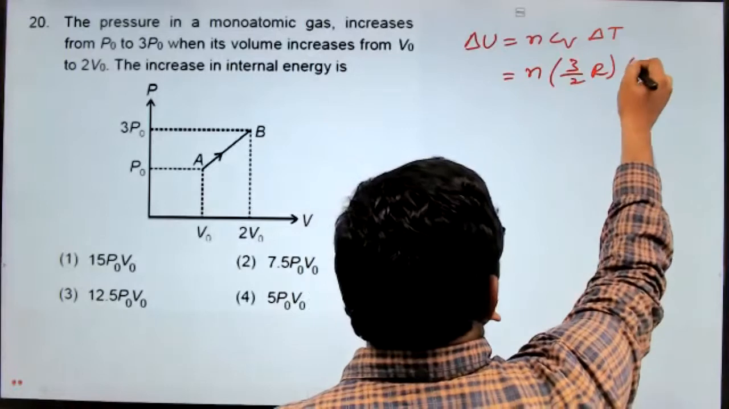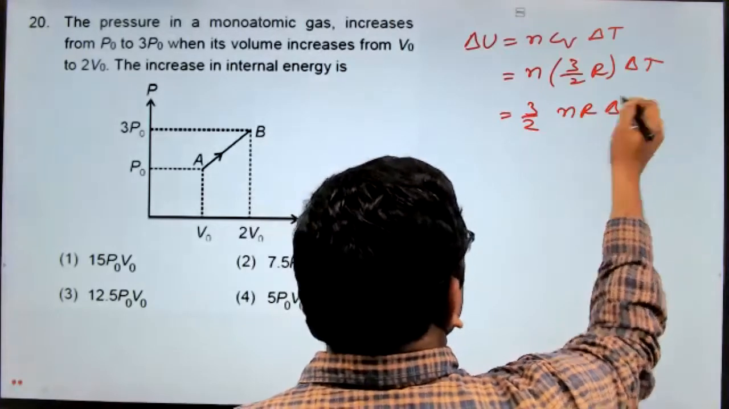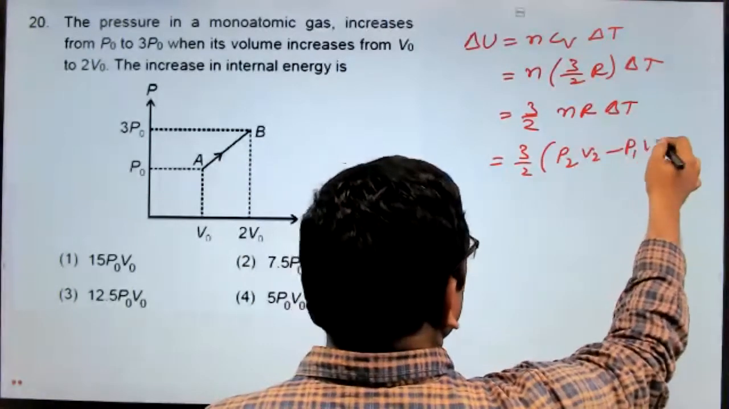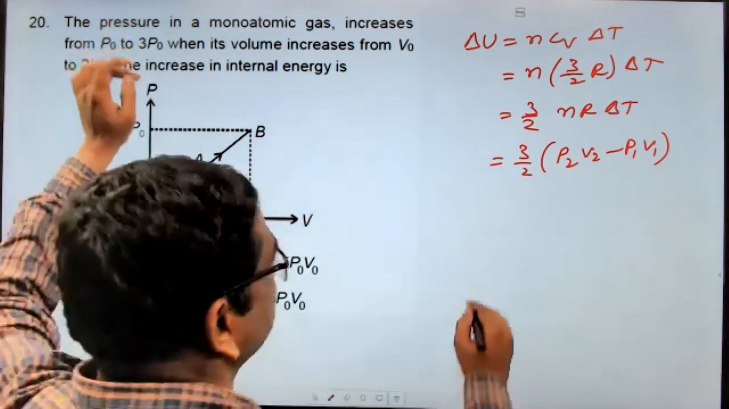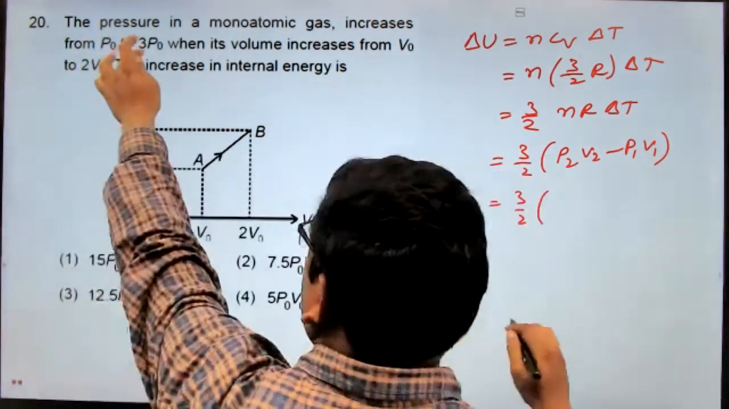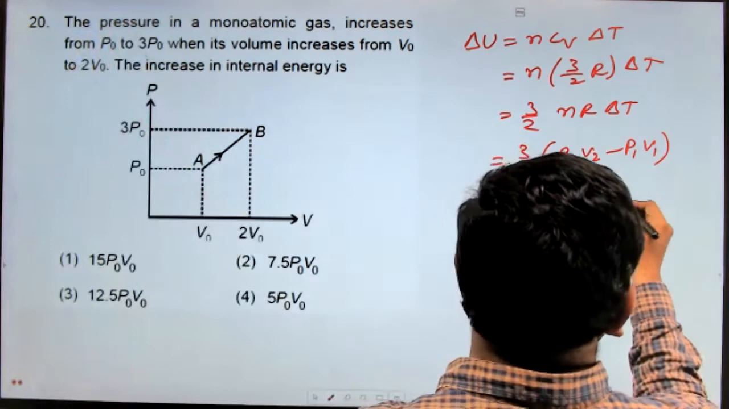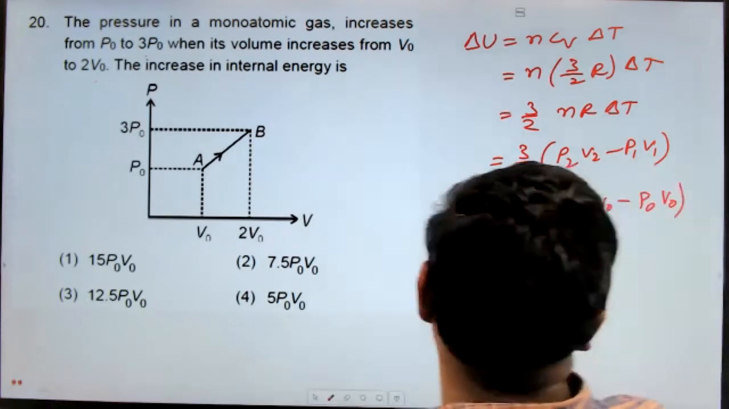3 by 2 R into ΔT. Now 3 by 2 into nRΔT. So nRΔT can be written as P2V2 minus P1V1, since PV equals nRT. So we can write change in pressure into volume equal to nRΔT. Now substitute the P2V2 value. Final P2 is 3P0. 3 by 2 into final pressure 3P0, final volume 2V0, minus the initial pressure P0, initial volume V0.